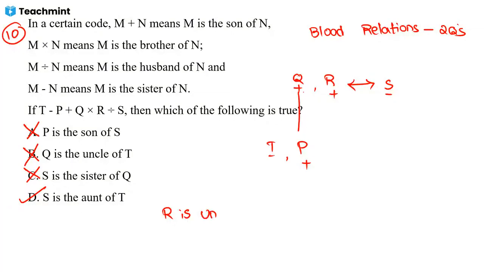Father's brother in English is uncle. R is uncle of T. It implies S is wife of R. So S is aunt of T. Don't ask again, sir, whether an uncle's wife is an aunt or not. You have to take that as default, right? Option D is correct.